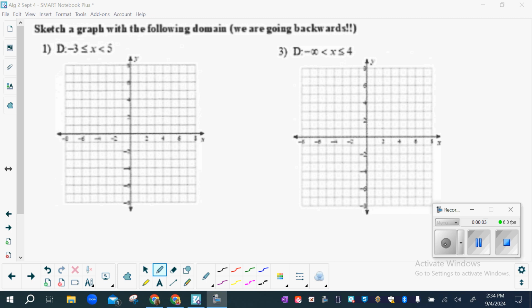Okay, the first question we're going to do is on the other side of the note page. I want you to create a graph like this number 1 up here. On your paper, create a graph that has a domain of -3 less than or equal to x less than 5.